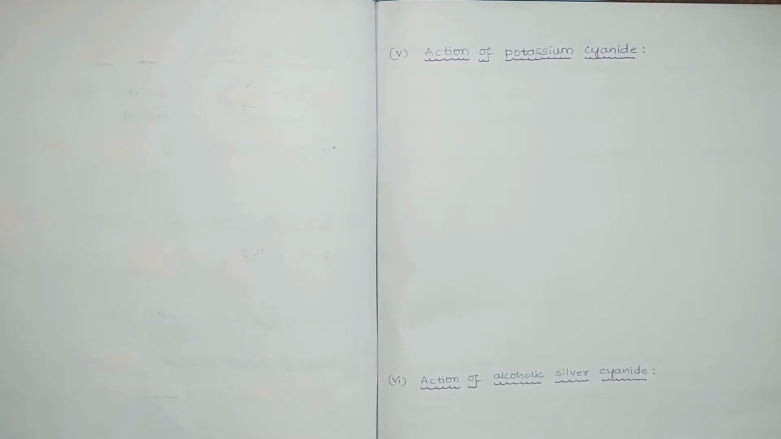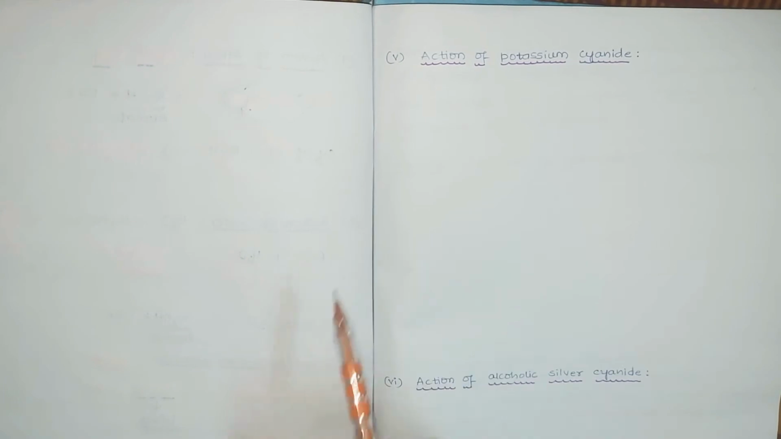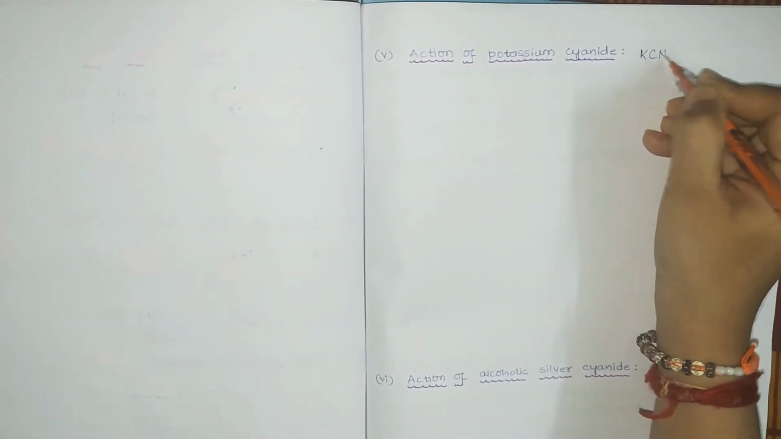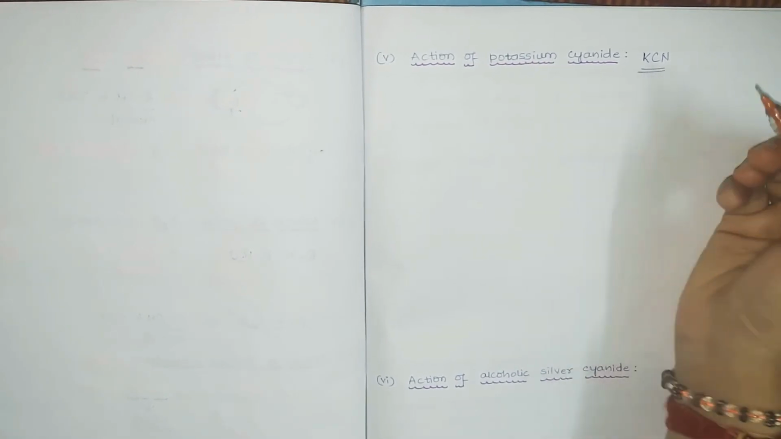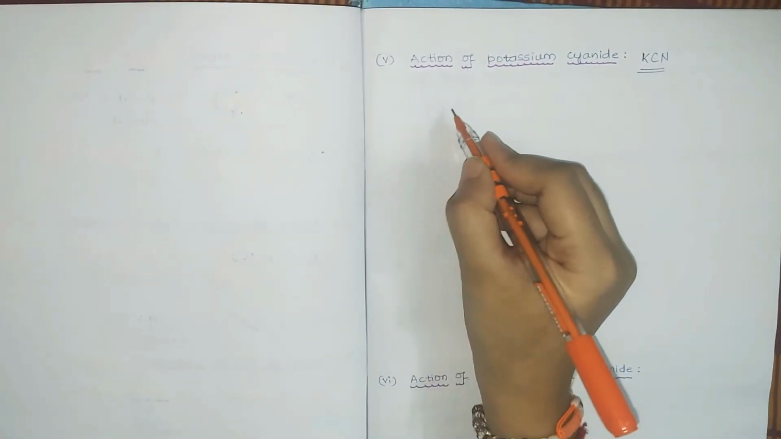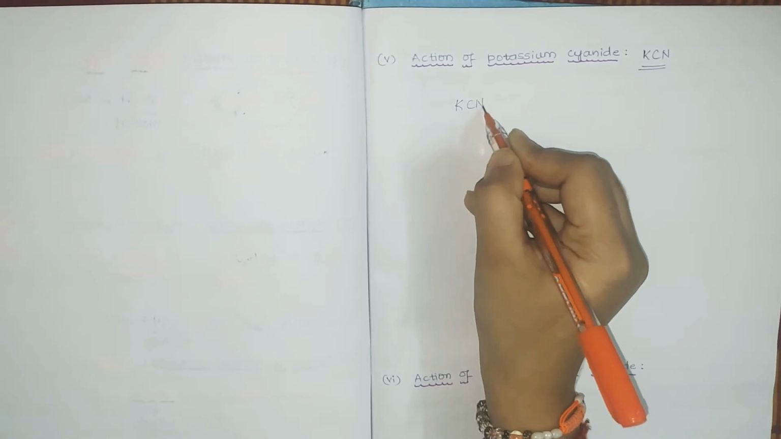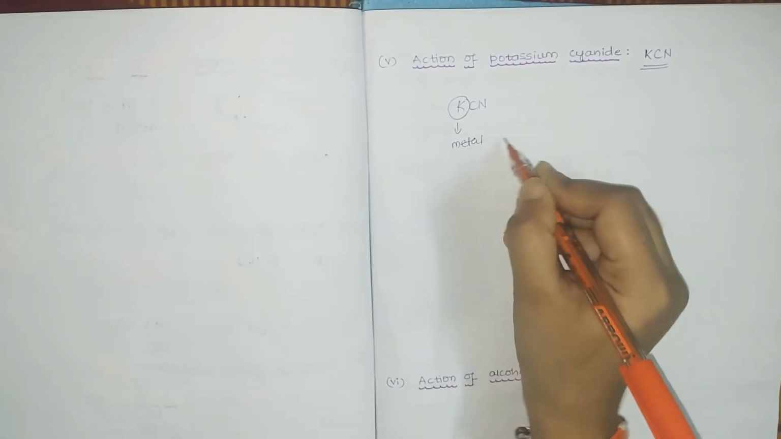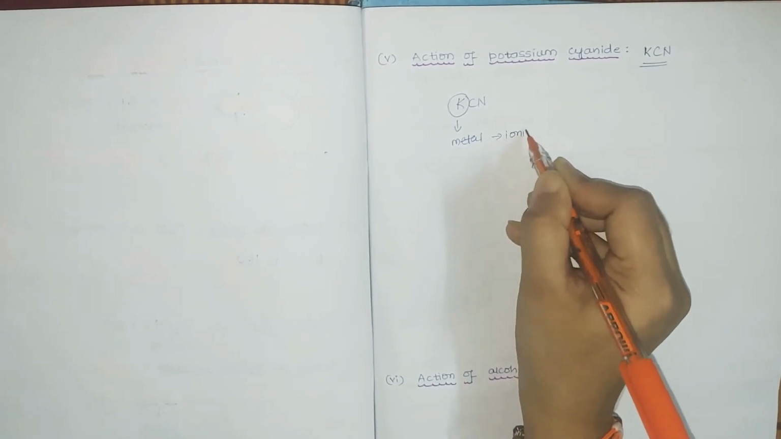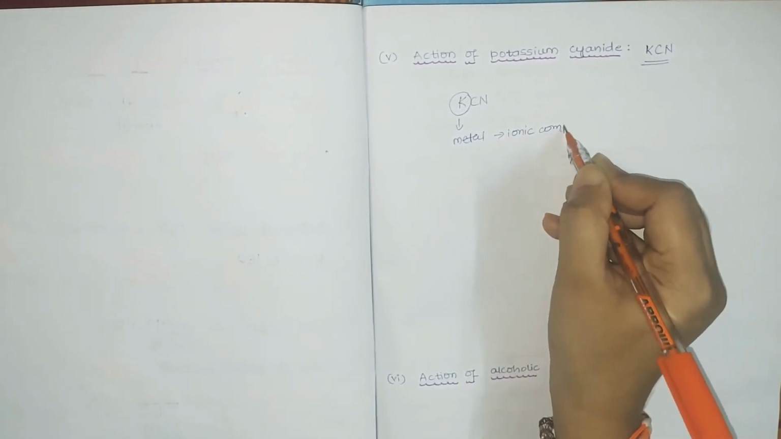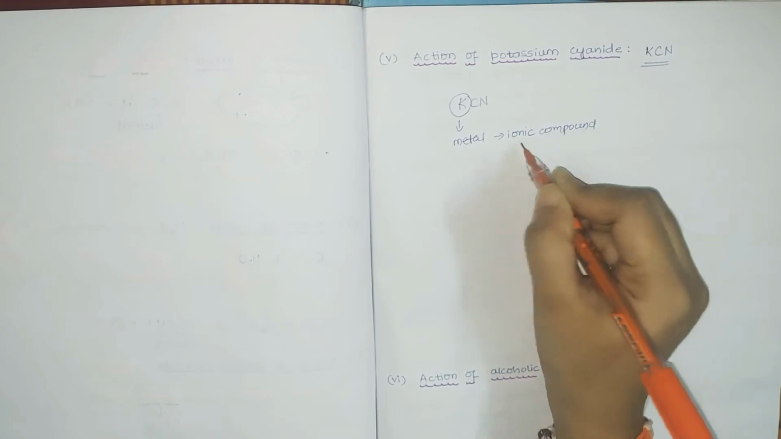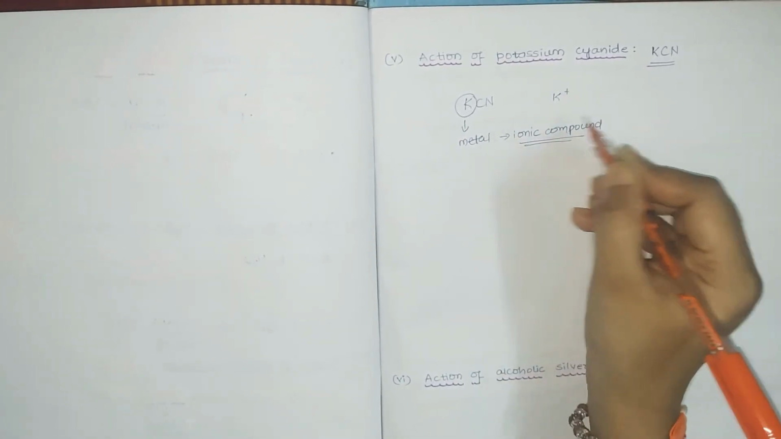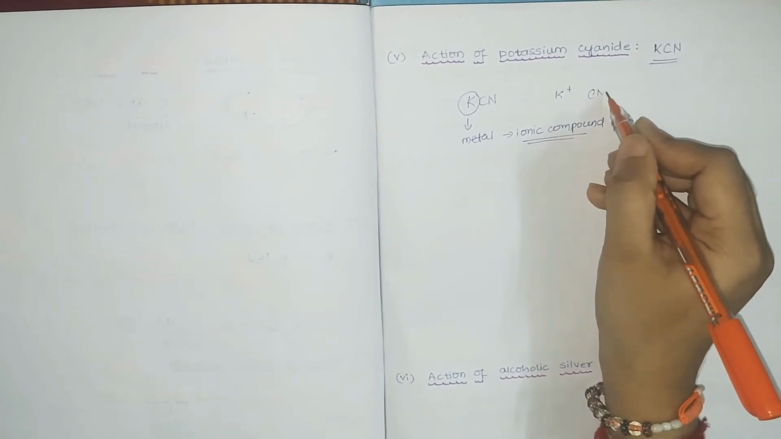Next is action of potassium cyanide. So the formula of potassium cyanide is KCN. What kind of compound it is, we'll understand here. So KCN. In KCN, potassium is a metal, it will be positively charged, and since it is a metal, it will form which kind of compounds? Ionic compound. So potassium forms ionic compound where K is having +1 charge. Why? Because it belongs to first group of S block element. It has one valence electron, and CN is having negative charge.